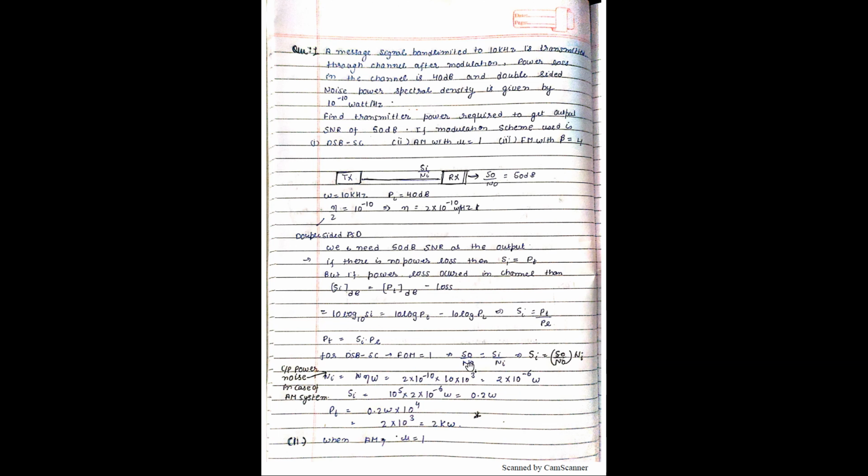That is 1. It means the signal to noise ratio at output is equal to the signal to noise ratio at input. From here we can find SI at the input of the receiver. It will be S naught upon N naught into Ni. What is Ni? In case of DSBSC, the input noise power is eta into omega, which comes as 2 into 10 to the power minus 6 watt. Now we can find SI.